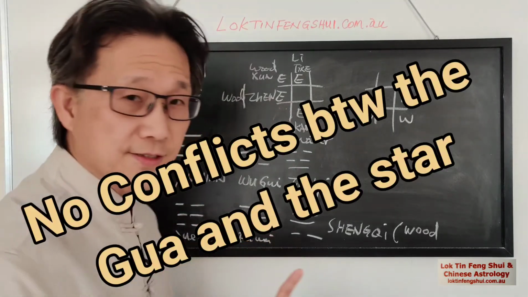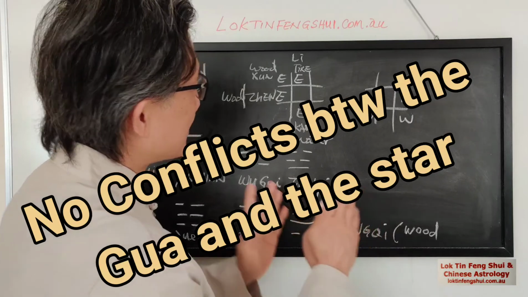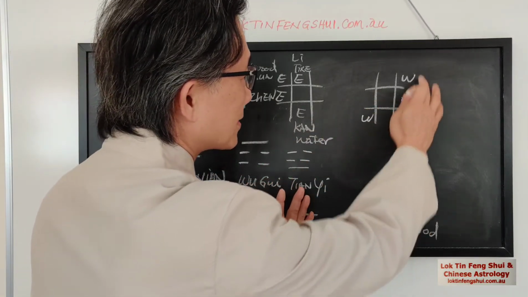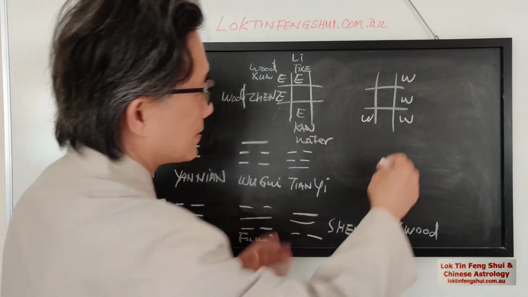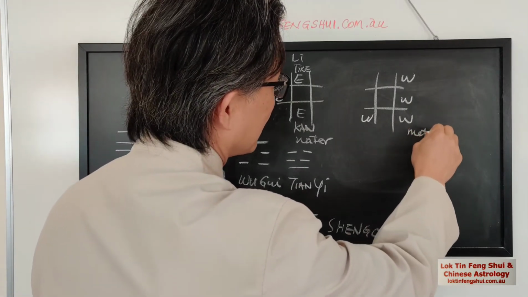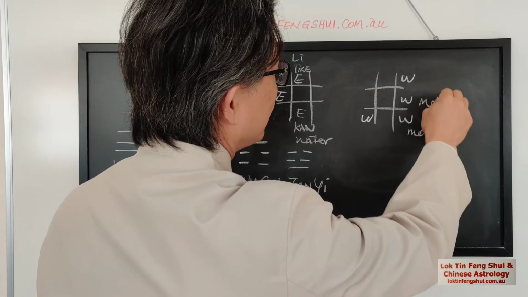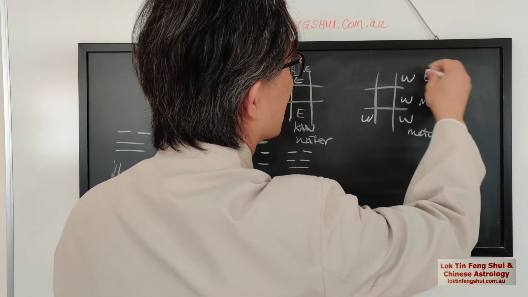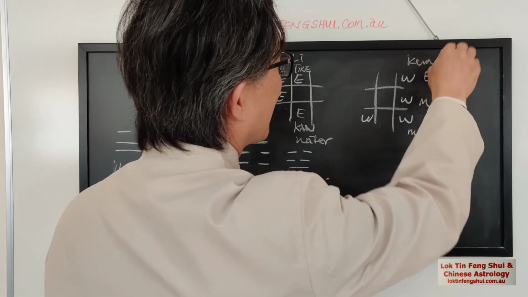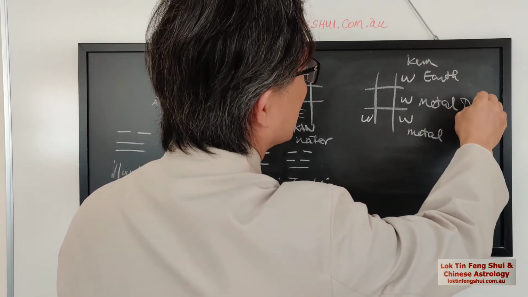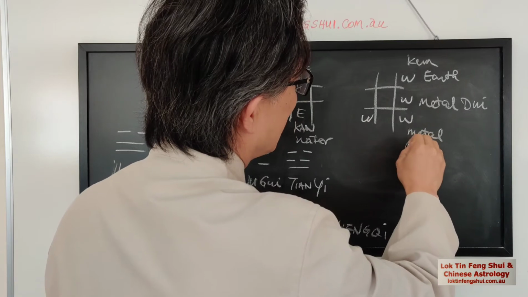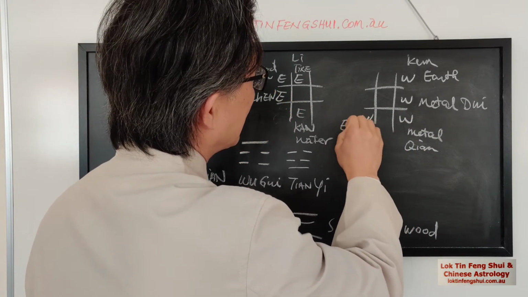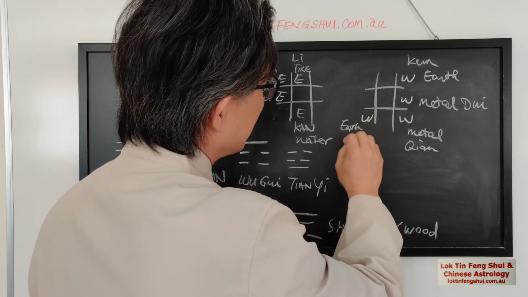However, when you're working out this formula, the Seng Qi may be in this location as well. So this is metal. This is earth. That's the Kun Gua. That's the Dui Gua. That's the Qian Gua. Okay, and that's the earth of Gen Gua. Gen.